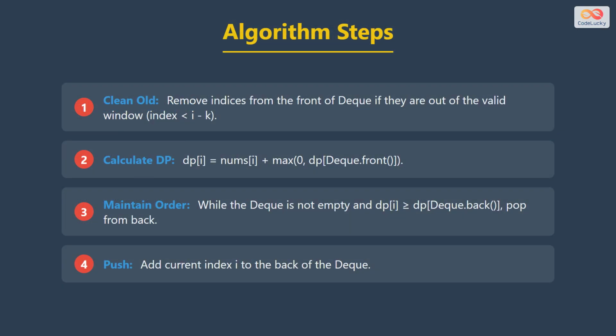Here is the full algorithm. First, remove any indices from the front that are too old and out of range. Second, calculate the current dp value using the front of the deque. Third, before adding our current index, remove any indices from the back that have smaller dp values than our current one to maintain that decreasing order.